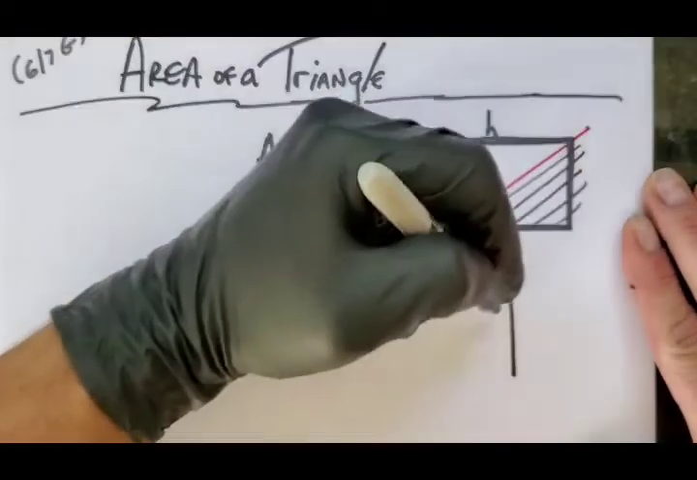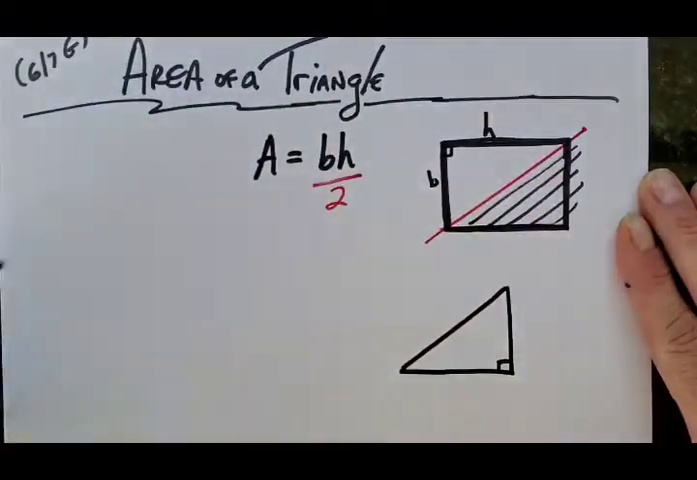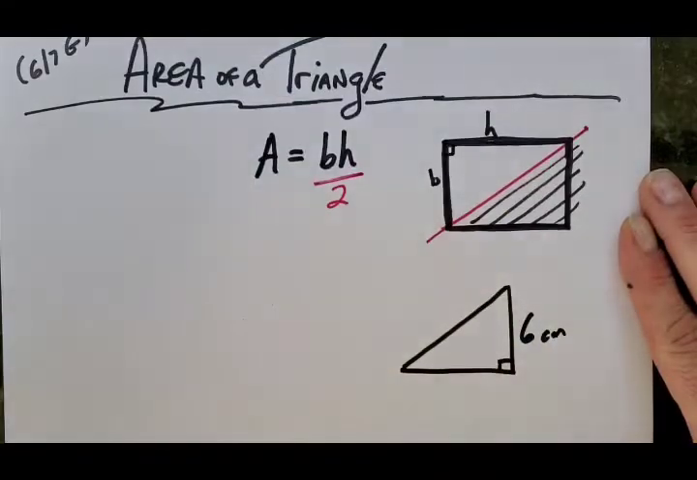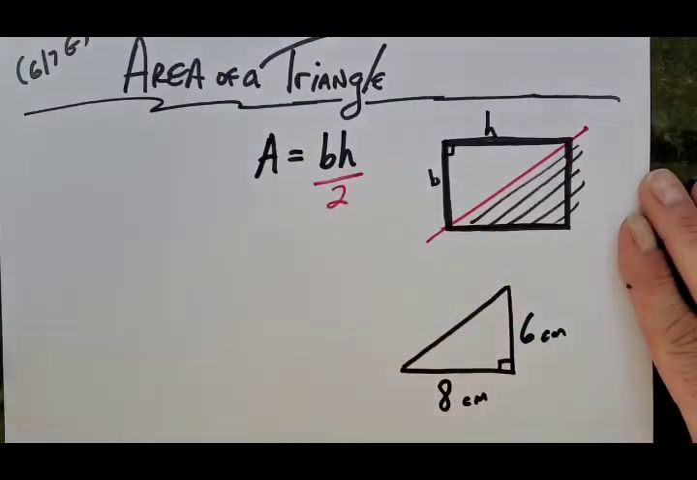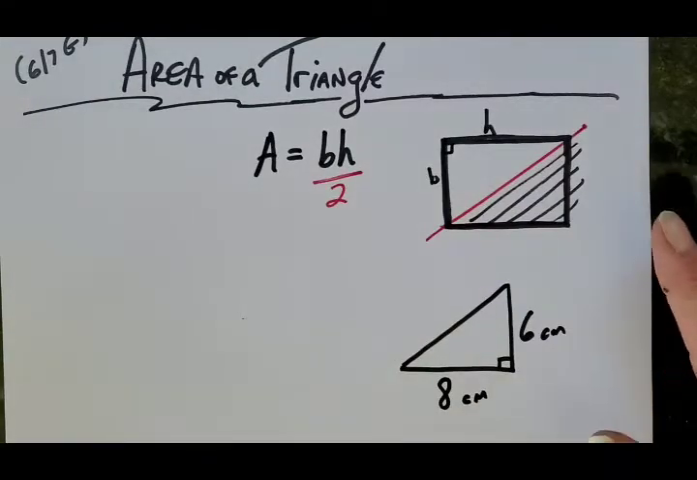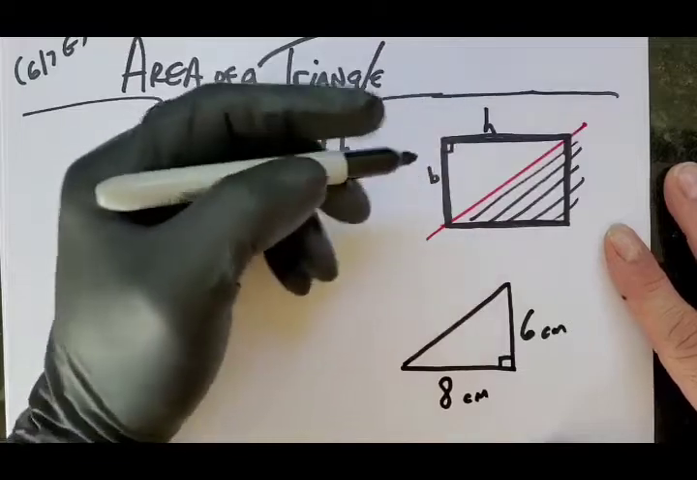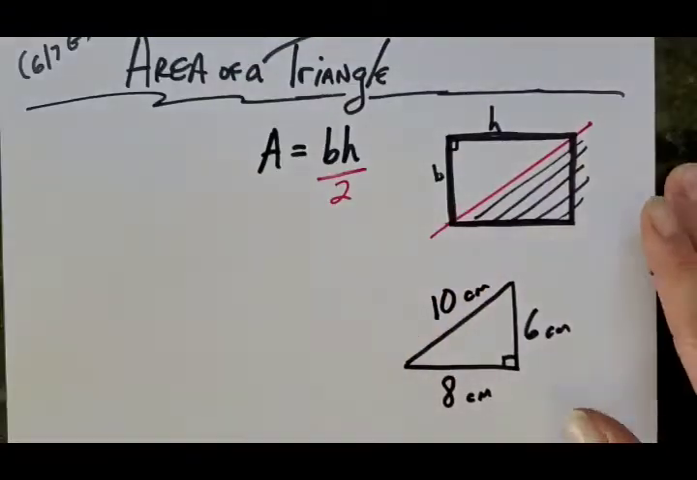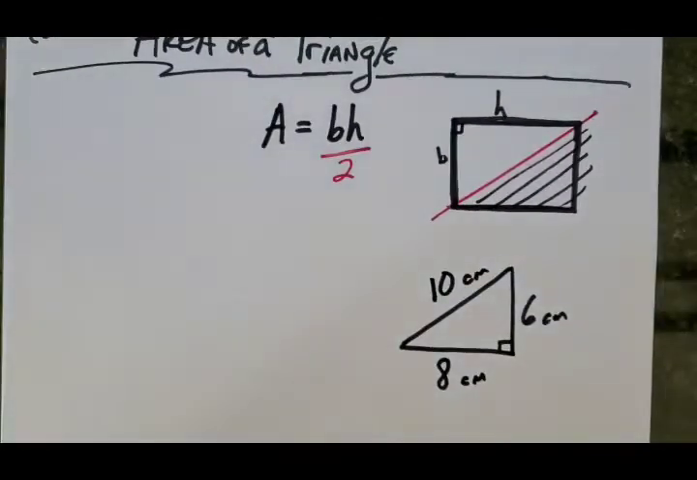So if we had a pretty simple triangle, let's give it a right triangle. Let's say that this side is 6 centimeters, this side is 8 centimeters, and this side is 10 centimeters. And we wanted to find the area of that. Well, let's take a look at it.